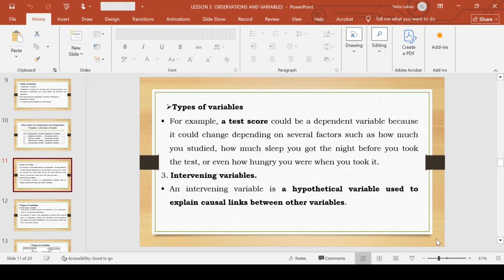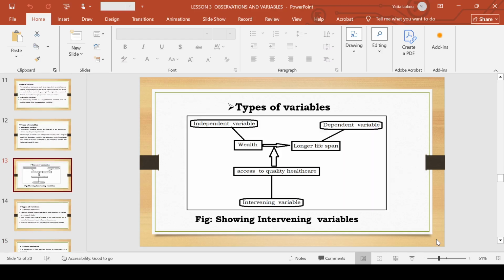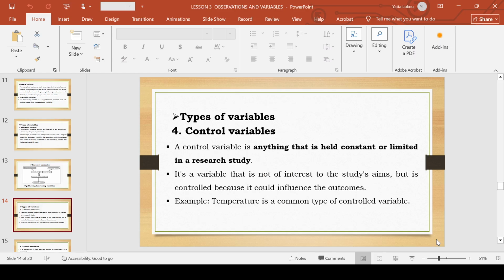There's another type of variable called intervening variables. This is a hypothetical variable used to explain causal links between other variables. For example, wealth can prolong one's life. So wealth is an independent variable that can influence the health of a person to live longer. However, if that person who has wealth does not have access to quality health care, that person may not live longer. So access to quality health care is called an intervening variable.